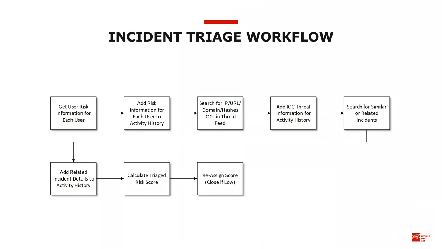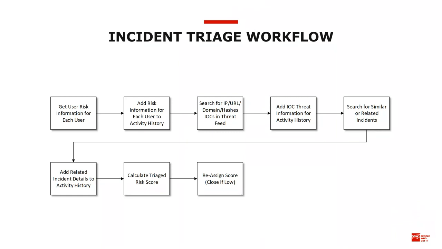But effectively, when an incident comes in, as part of the triage process, we want to take the following steps that you see on the screen. We want to get the risk information for each user, and that would be from the Azure AD Identity Protection. We want to pull that in and register it in the activity history. And then, if we have a threat intel feed, we want to search for any of the IOCs that have been flagged, or any of the identities that may exist as an IOC within the threat intel feed, and add that to the history.